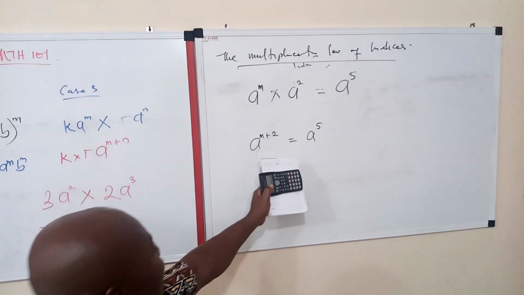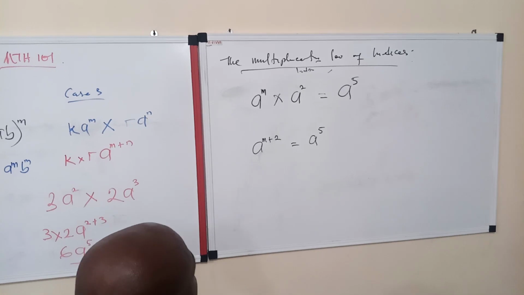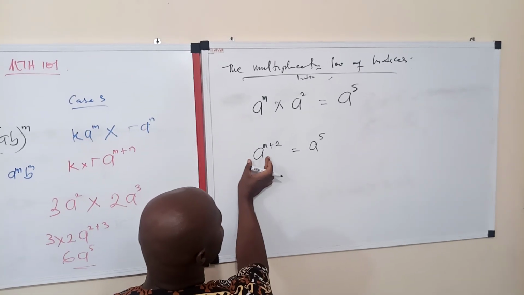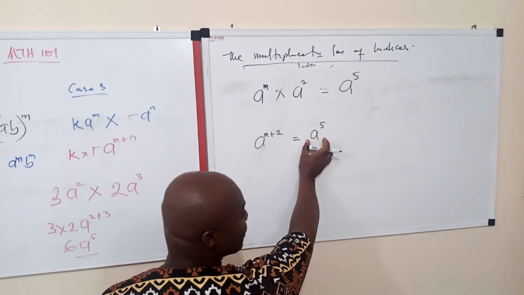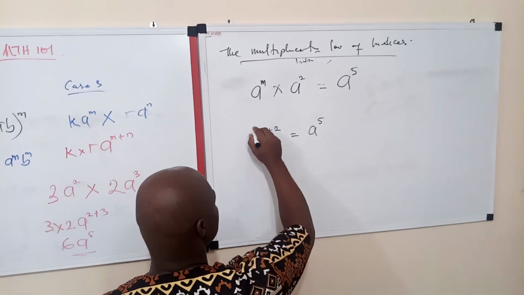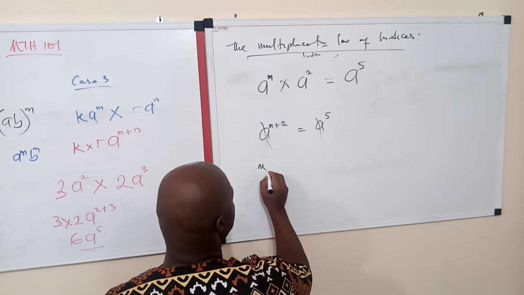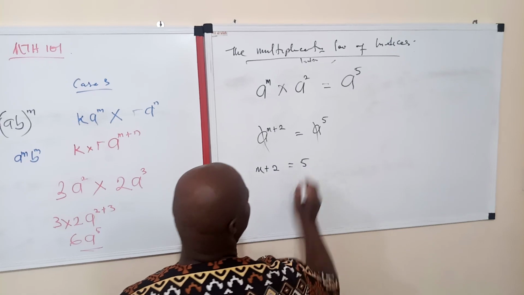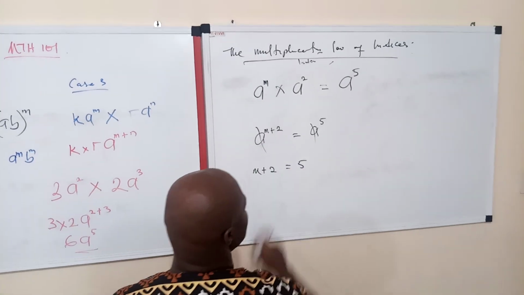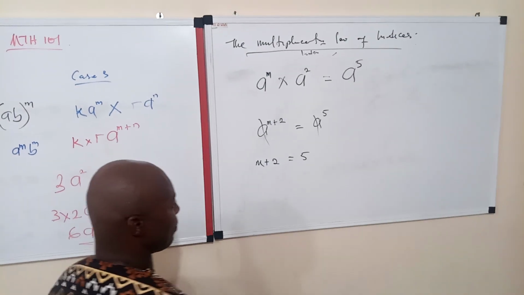Now, after writing this down in this form, all that you need to do is look at it. You can see that the base here is the same, the base here is the same. So this one and this one can go, and you just have m plus 2 and 5. You take out the bases, then you are just left with the powers.